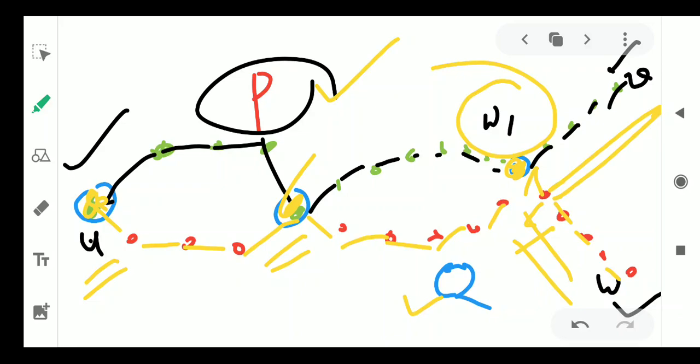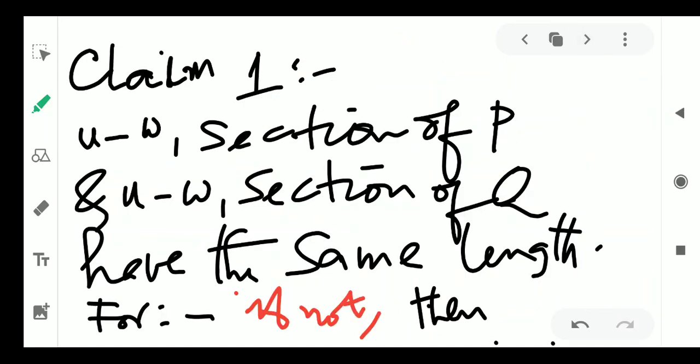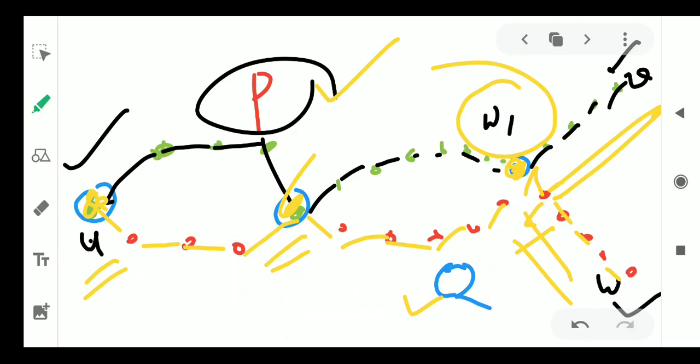We have two paths, P and Q. One path P is the shortest path from U to V, and the second one, Q, is the shortest path from U to W. Now with this, we have taken G as a connected graph. So now we'll make two claims. Those two claims are very important. What we have done is we have chosen U as a vertex in X, and V and W also as two vertices in X.